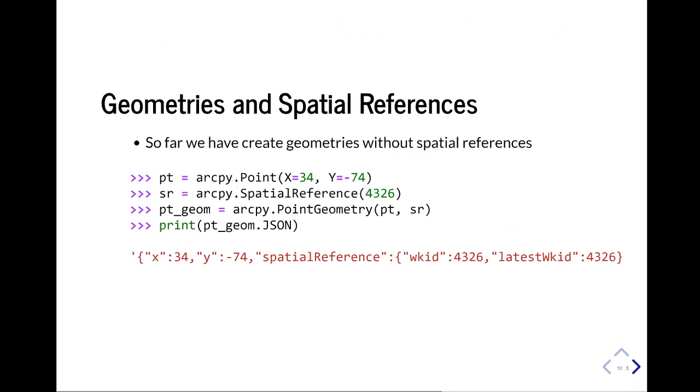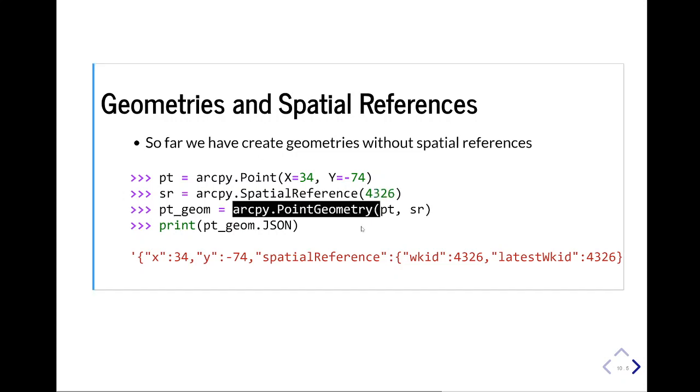So far we've created geometries without spatial reference. In order to add that last component that we're missing to give true context to where our information is, we have to provide a second point when we generate information. So in this case, we're going to create our point geometry. So we create our point class, and then we're going to create our spatial reference. We can then go ahead and pass in with our point, our SR.